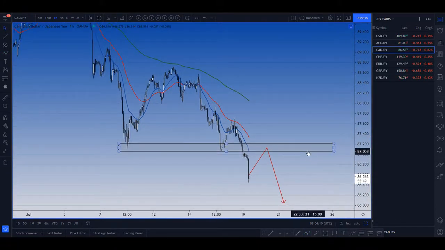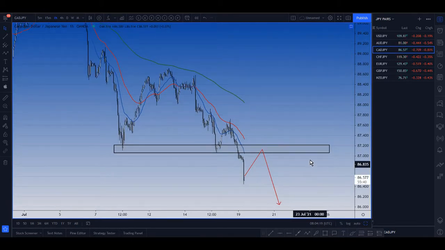Don't jump into any CAD trades. Look for the pullbacks into significant areas which have been broken. Look for sellers to come in again. Okay, but it is early days. You know, it's early on the Monday morning. But that is the state of play at the moment.